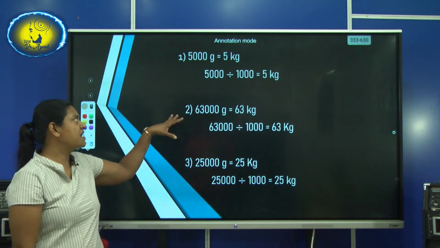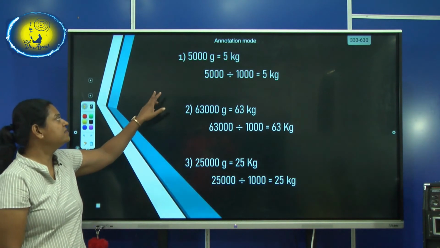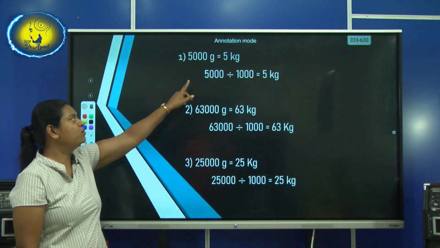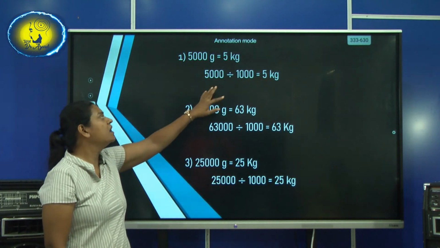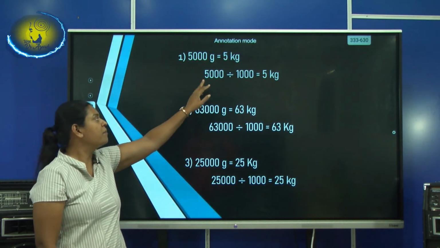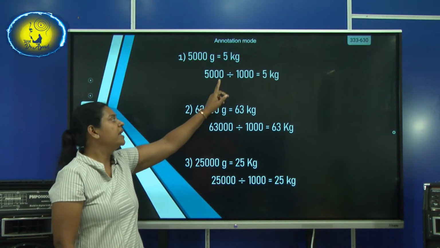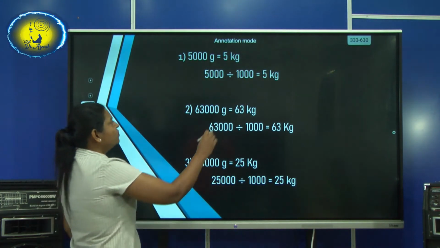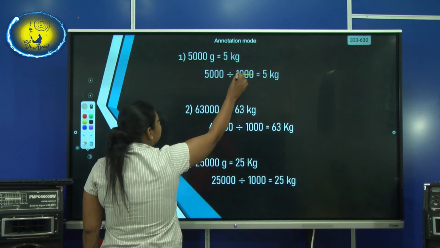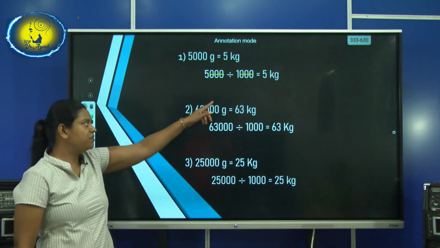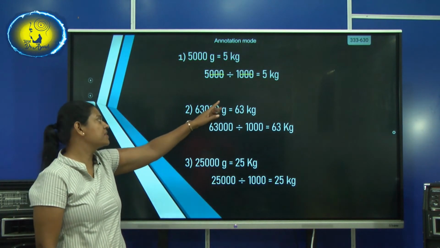There are some examples. First one, 5000 grams equals 5 kilograms. That means you have to divide 5000 by 1000. It will be 5 kilograms. Now you can cut these 3 zeros against these 3 zeros. It will be 5 kilograms.